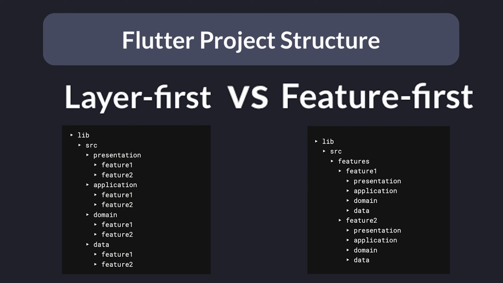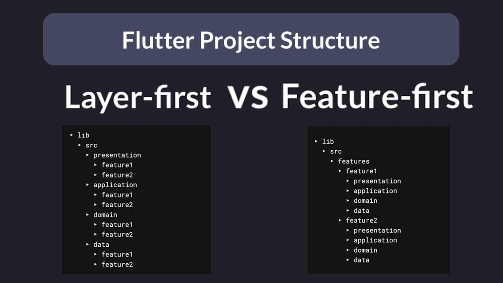So the first one is the layer-based or features inside layer structure. This is the first structure. As the name suggests, in this approach the layer comes first and your app features inside them. In other words, we do not put the Dart files directly inside the layers. We create folders inside each layer. So for example, controllers and widgets will be inside the presentation layer, model classes inside the domain layer, etc.